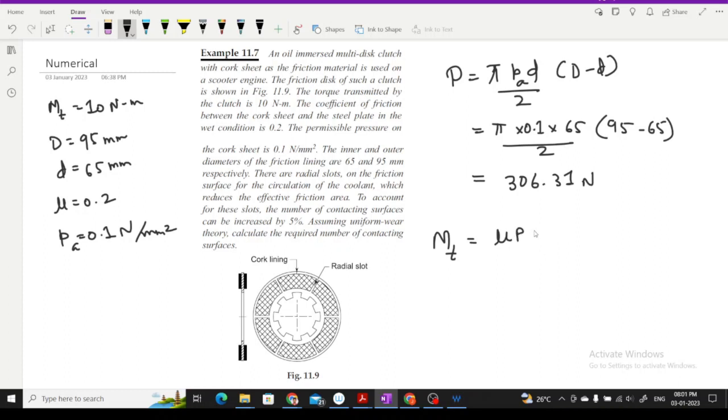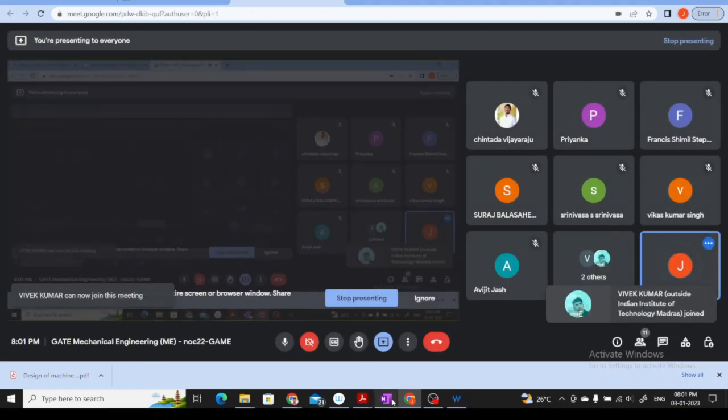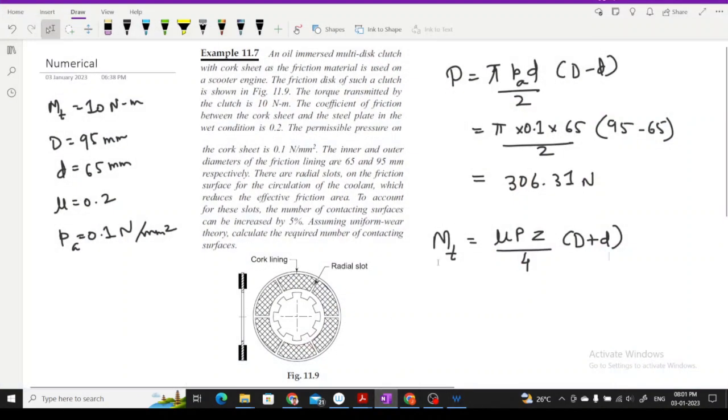Z and 4t plus t. Correct? This is what we have just now noted for multiply plus. Yes or no? Yes, sir. So from this you can calculate the number of discs because you have empty with you, right? You have p calculated, then mu is already there, and capital D and small d also with you. So tell me what is the Z?